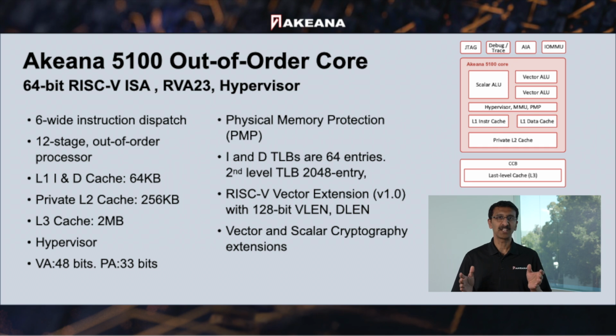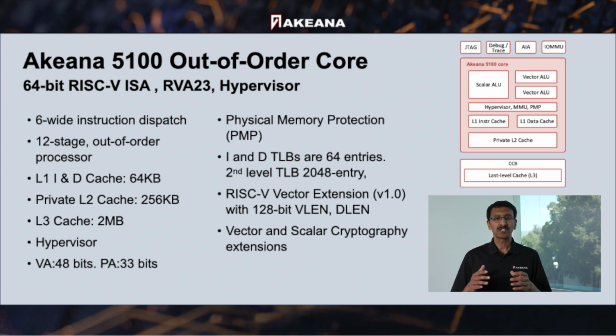So Akeana is a RISC-V processor systems and interconnect IP company, and we provide different IPs for the RISC-V market. Today we're going to cover one of our high performance cores, the Akeana 5100 series. The Akeana 5100 series is an out of order core. It's a 64-bit RISC-V ISA, RVA23 compatible, and it's got hypervisor and full vector implementation.